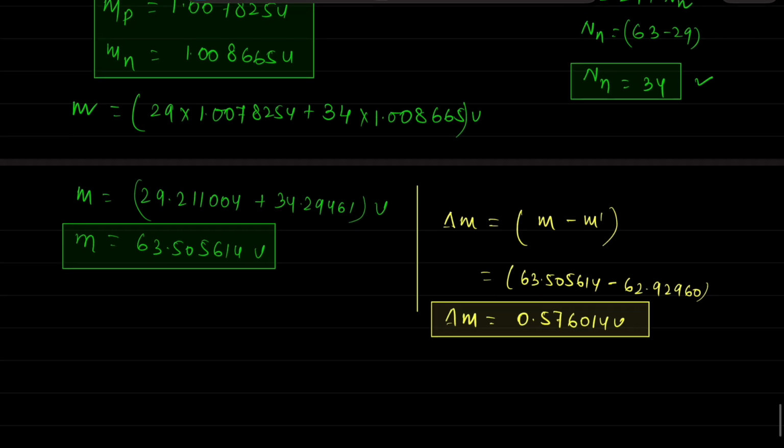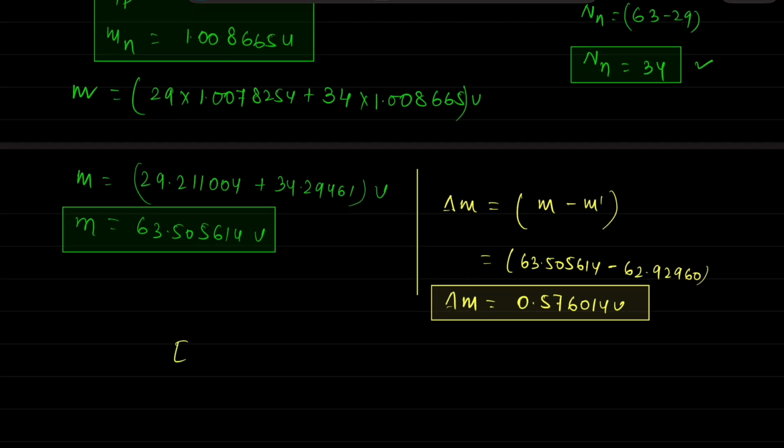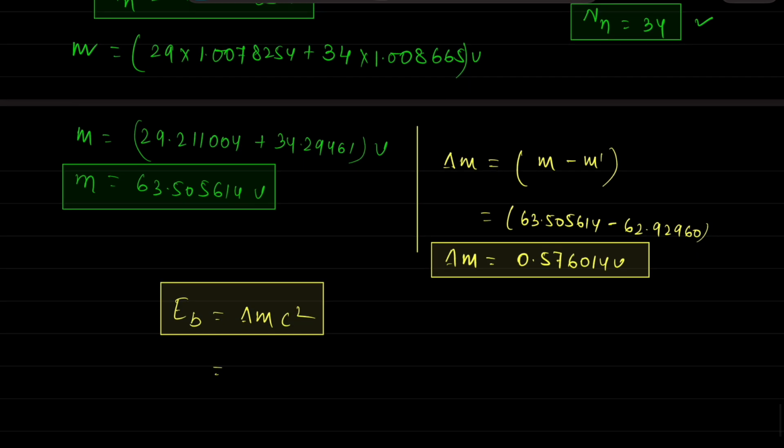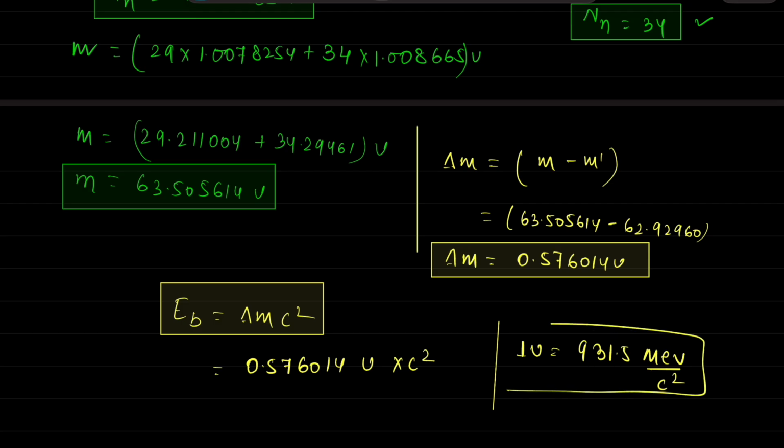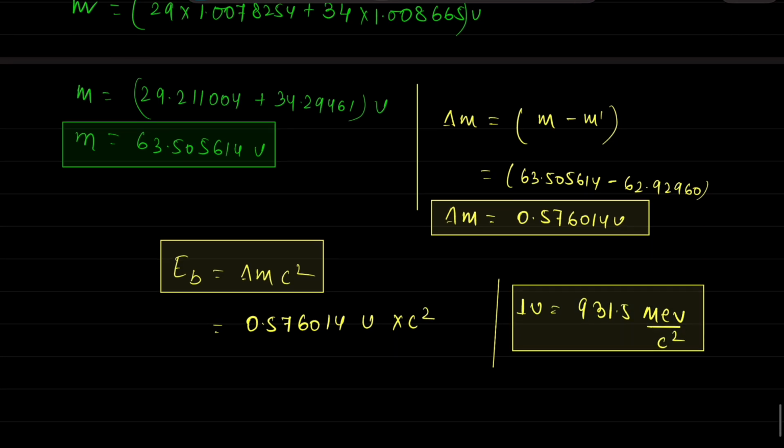Now we have to find the binding energy. EB is equal to delta M into c square. Delta M is 0.576014 u into c square. C is the speed of light. Here we can use another relation: 1 u is equal to 931.5 MeV by c square. If we use this relation, our calculation will become easier.